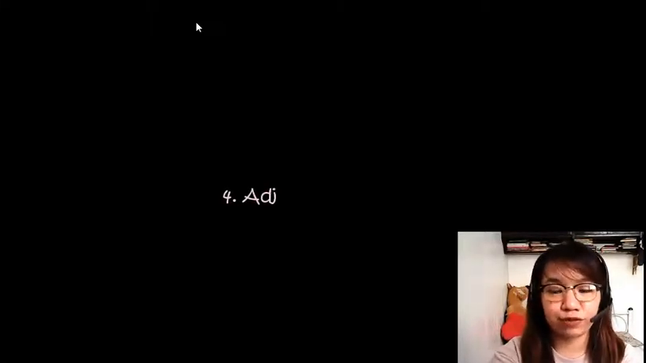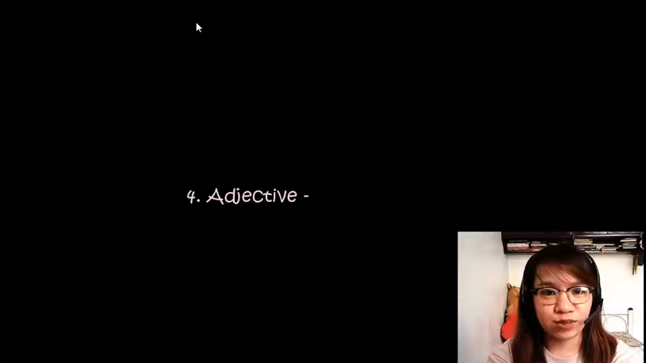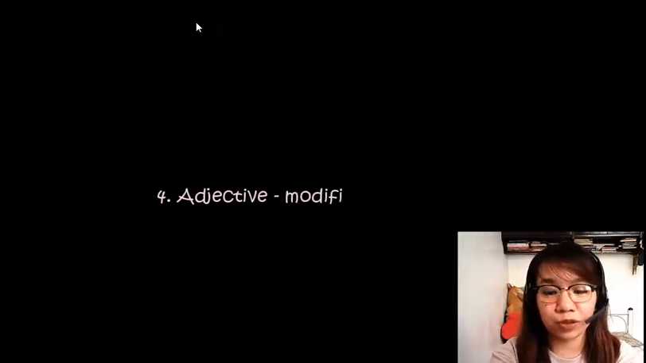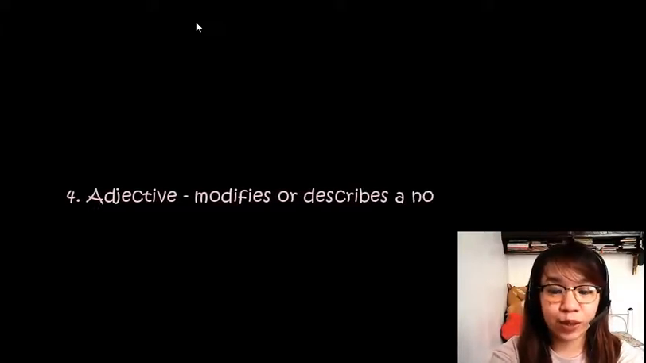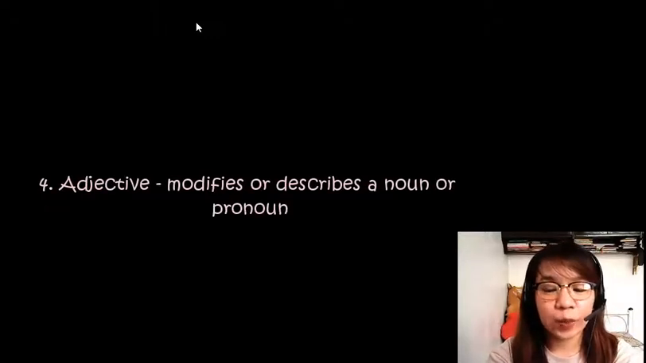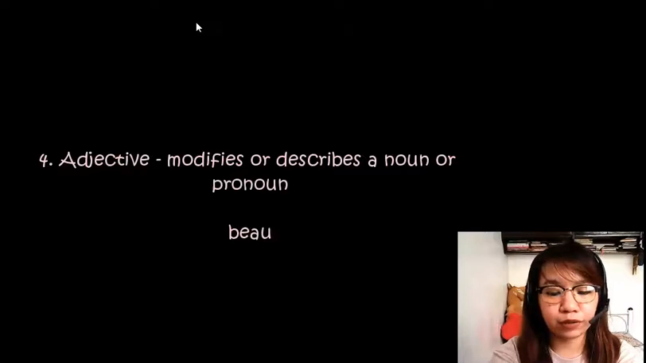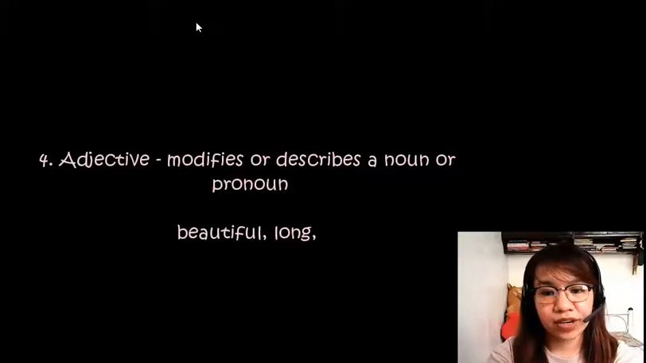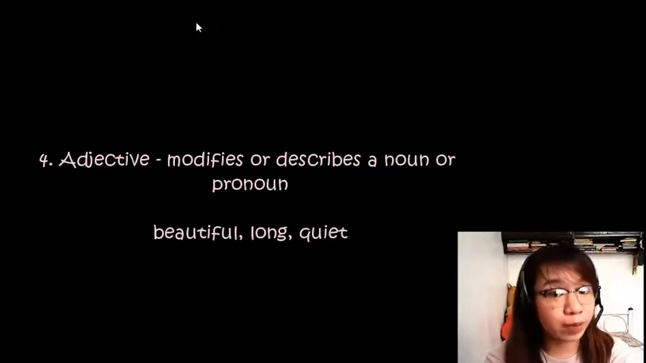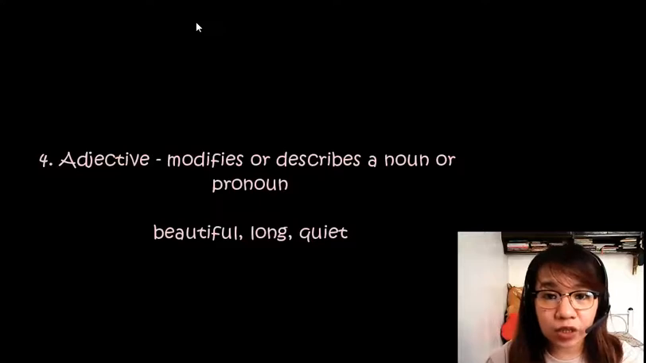For the next one, we have number 4, and we have adjective. So what is an adjective? An adjective is a word that modifies or describes a noun or pronoun. Let's say beautiful is an example of an adjective, or long. Quiet is also an example of an adjective. So now let's go again to the example.